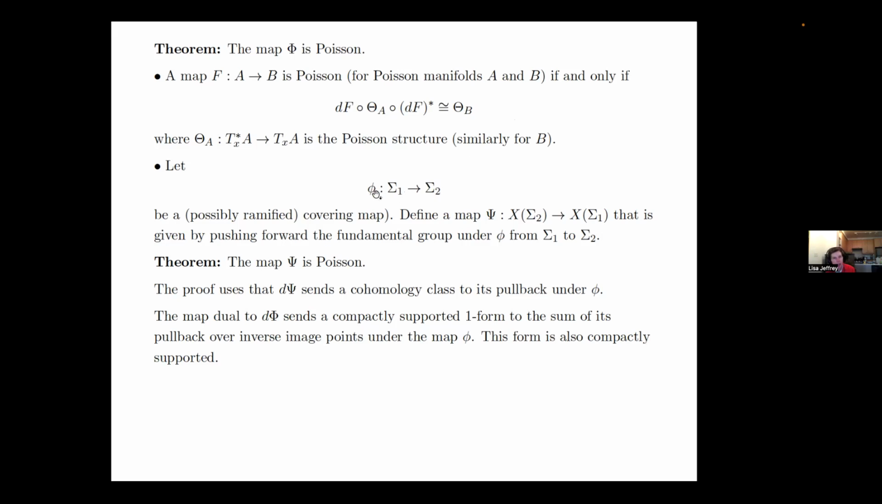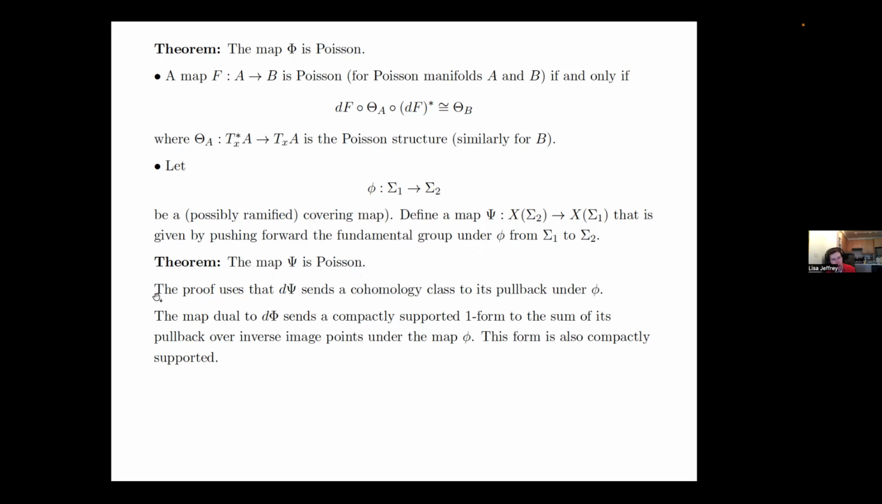So let little phi be a covering map from sigma 1 to sigma 2. It could be a ramified covering map. Then define psi as a map of character varieties from the character variety of sigma 2 to the character variety of sigma 1. This is obtained by pushing forward the fundamental group under phi from sigma 1 to sigma 2. We show that the map psi is a Poisson map.